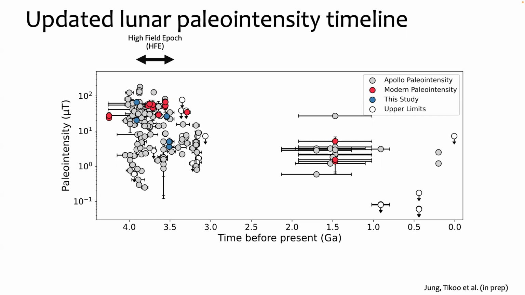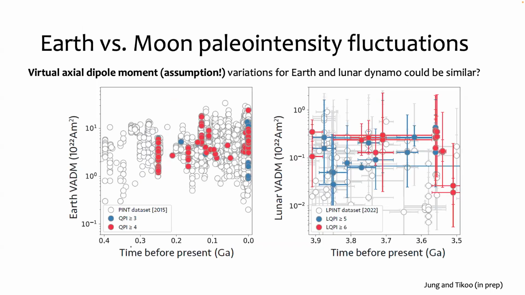So maybe some of what we're seeing is just natural fluctuations in the lunar field intensity and not necessarily the result of a dynamo being off all the time or whatever. Okay, and field fluctuations should not be unexpected. I just want to give a comparison.